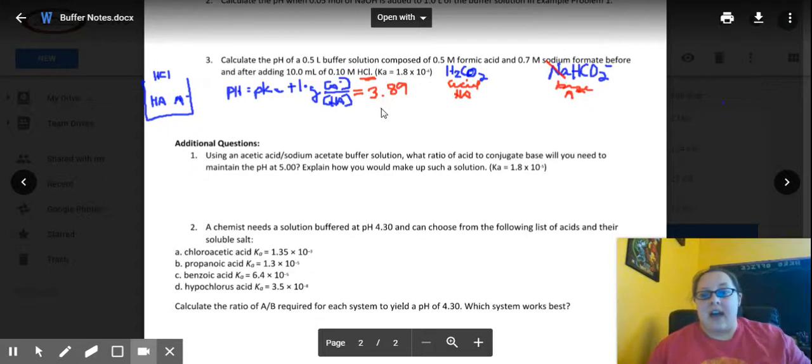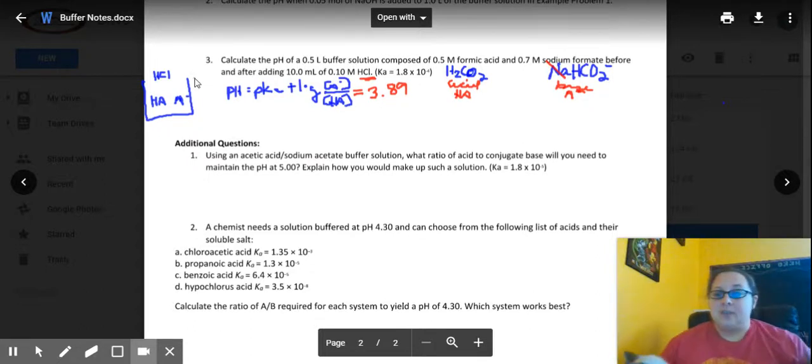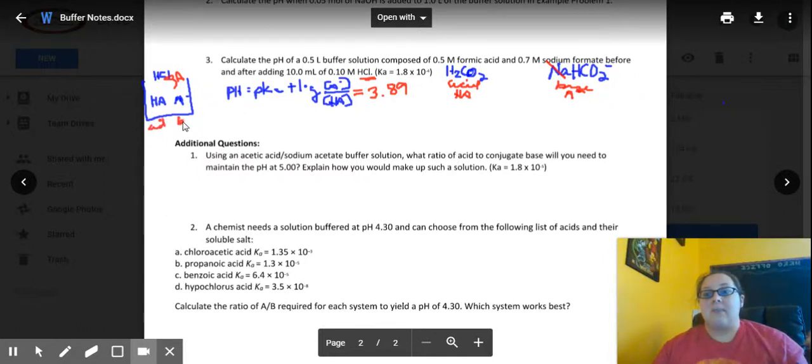Conceptually, what's going to happen? We have HCl, and that is a strong acid. So which part is that going to react with? This is my acid component, and this is my base component. So strong acid reacts with base. When strong acid reacts with base, what happens as a result? You make more of the acid.